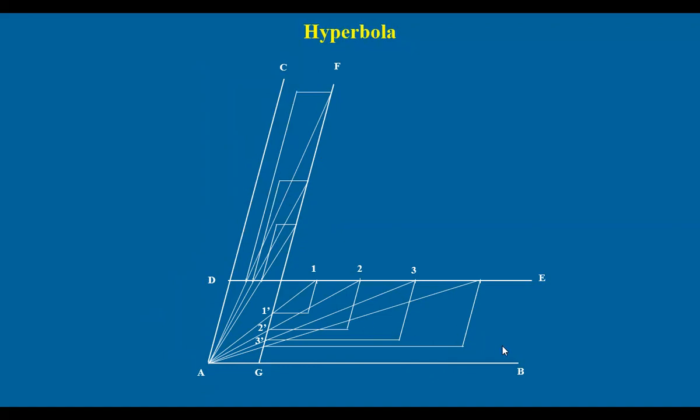All these points are on the curve. Join all the points by a smooth freehand curve, you get a hyperbola. So like this, we construct the hyperbola.